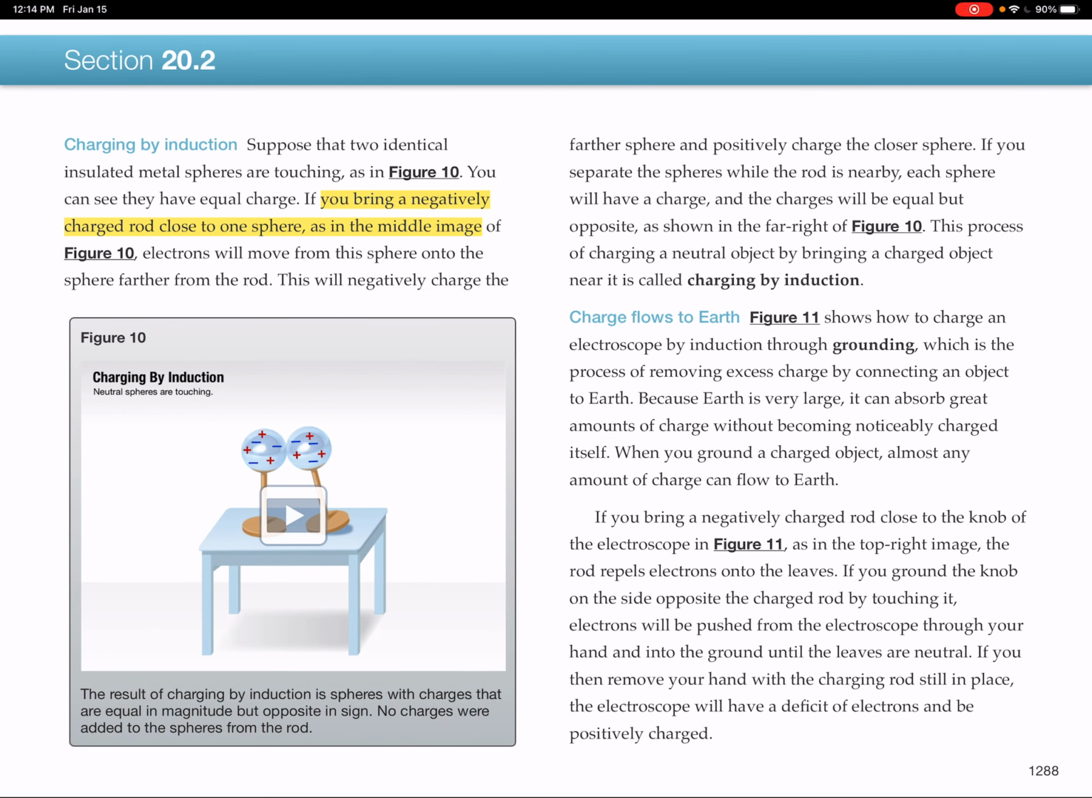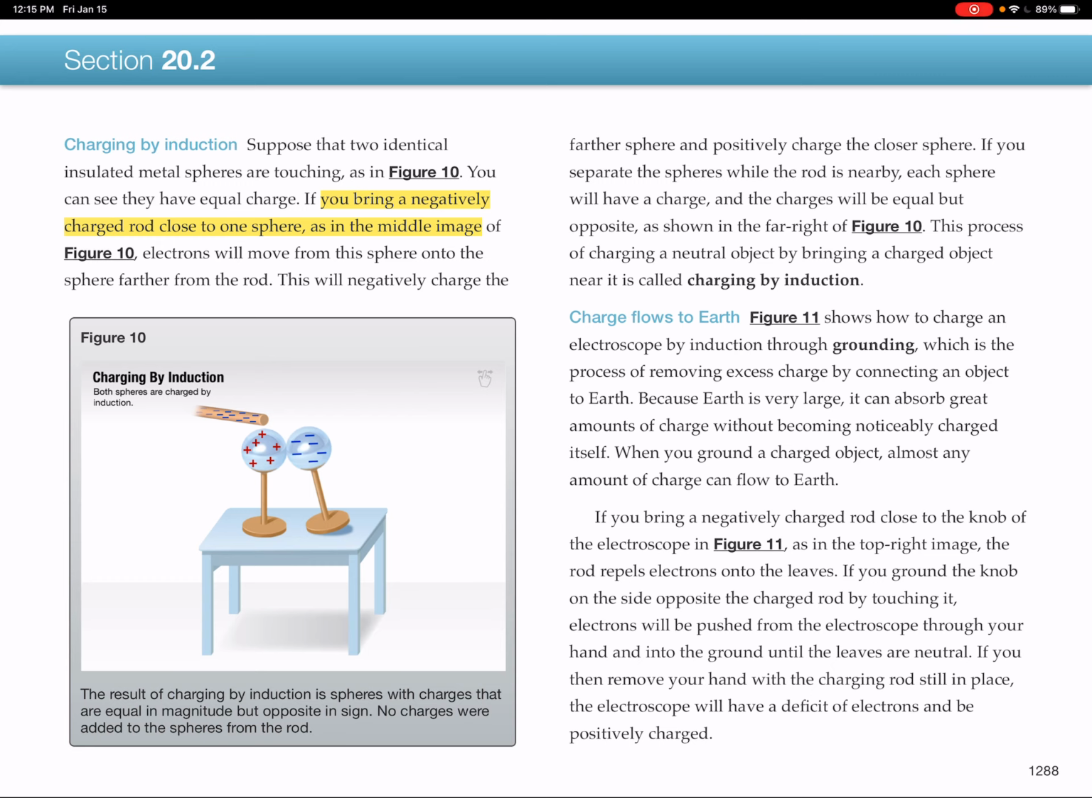Another way to transfer charge between two objects is what's called induction. So in this case, we bring a charged object near the other object but do not touch it. So observe here in figure 10. We'll have an example of charging by induction. We start off, we have two metal spheres, two neutral spheres that are in contact with each other. What we do next is we bring a charged object nearby. We bring this negatively charged rod nearby. That is repelling electrons from the sphere on the left, pushing it toward the right.